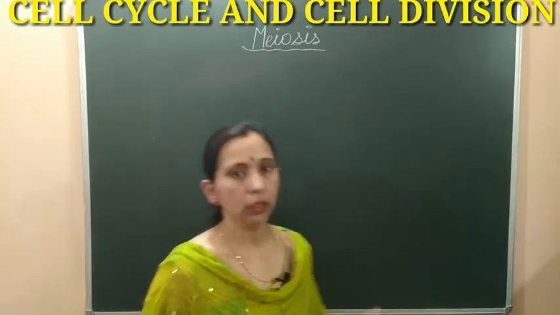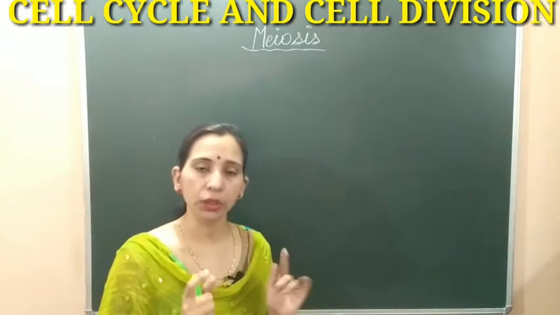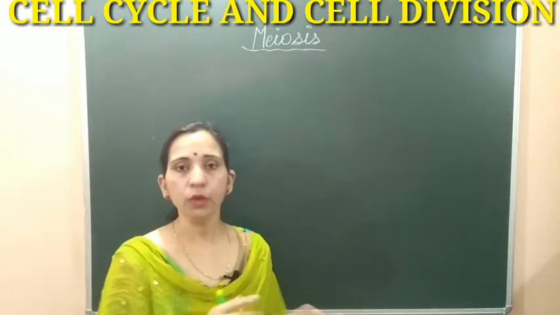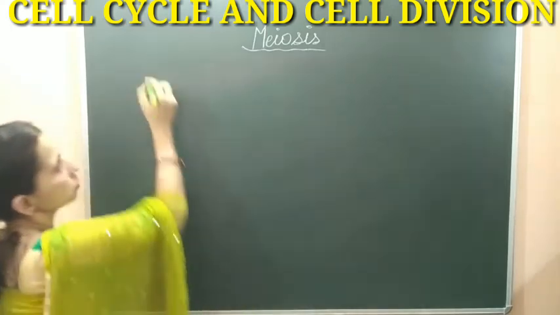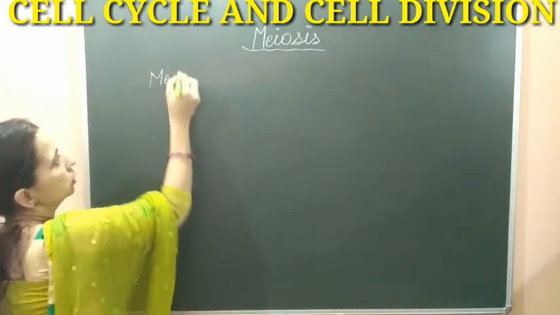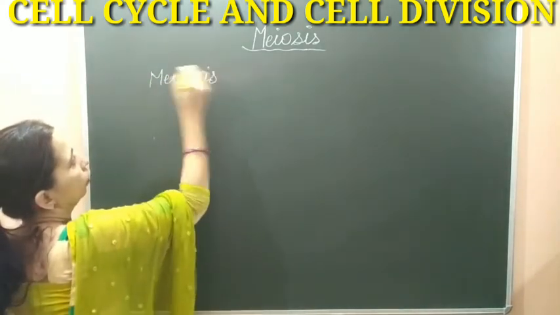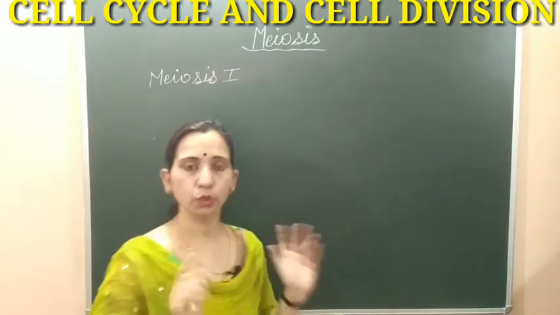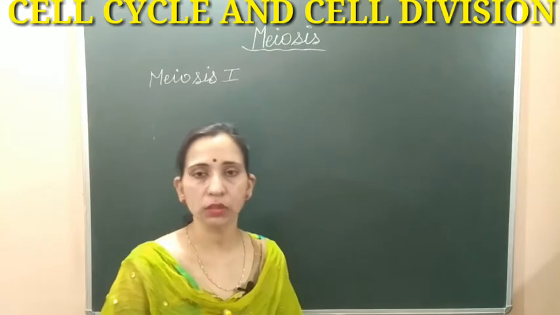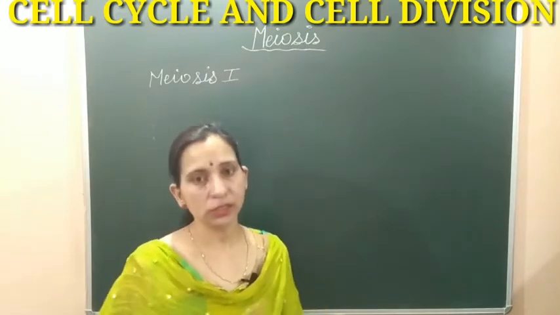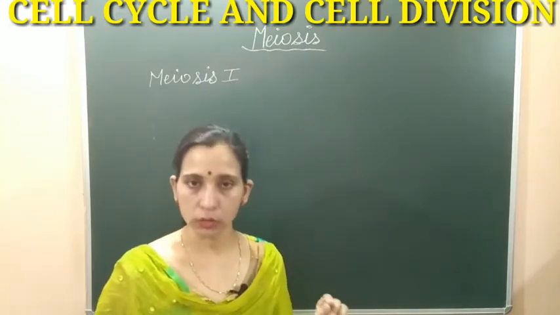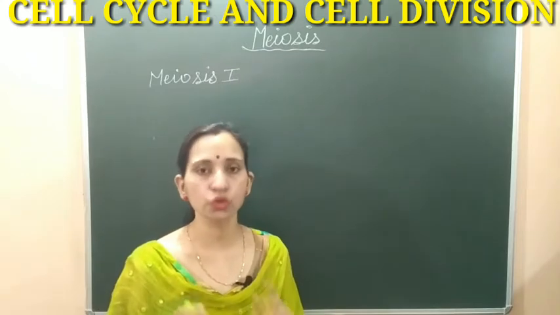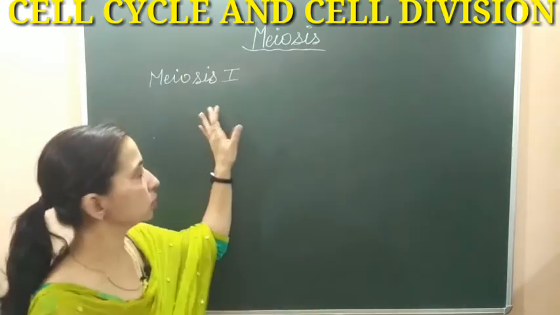Hello students, now let's start meiosis. We are going to start with meiosis 1, or meiosis first. As we already discussed, the complete division by meiosis is completed in two stages or phases. One is meiosis 1 and the second is meiosis 2. So we will start with meiosis 1.